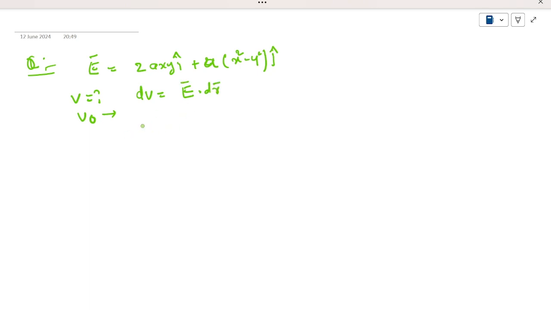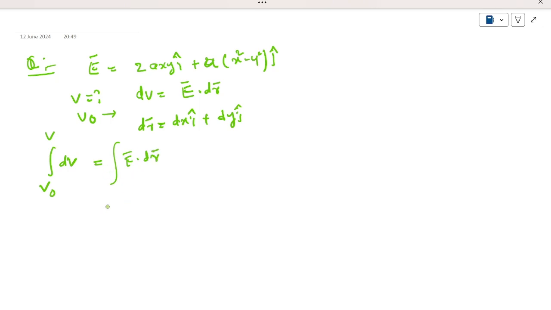So here dr bar I can write as dx i cap plus dy j cap plus dz k cap, but here the electric field lies in the xy plane only, i and j only. That's why the r bar vector also you can take like this. So now integral dV from V naught to V is equal to integral E bar dot dr bar.